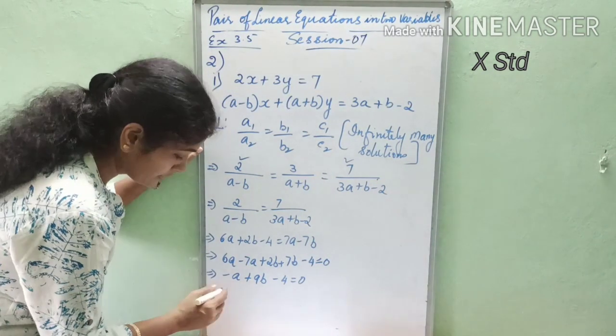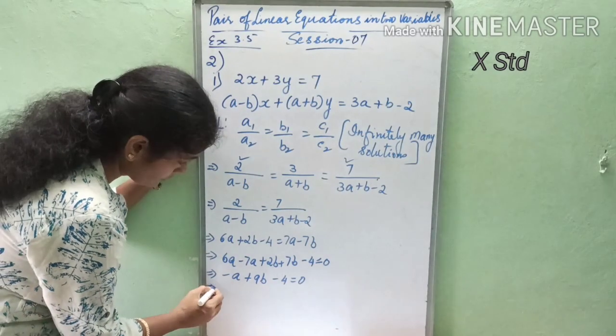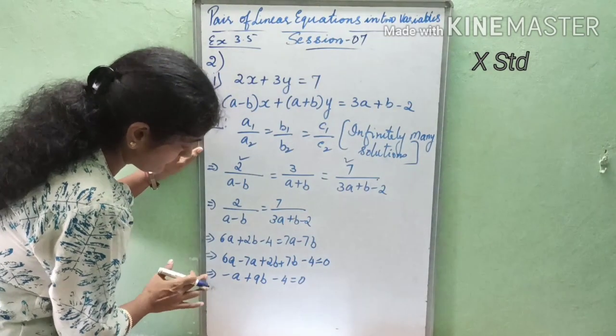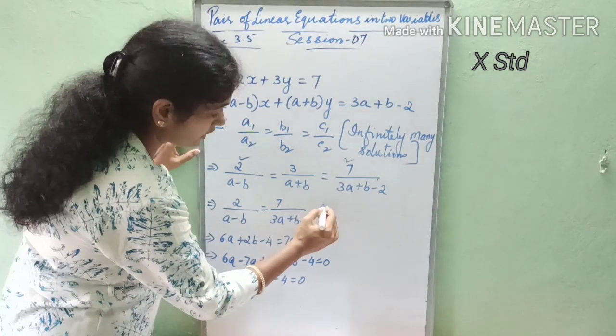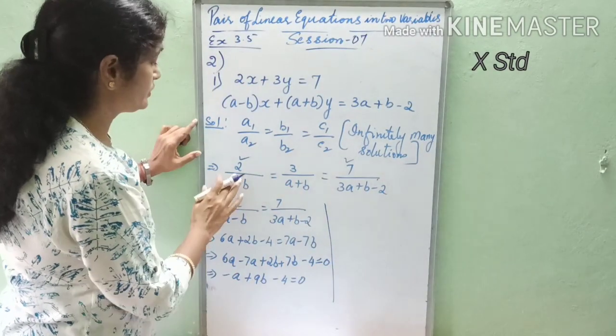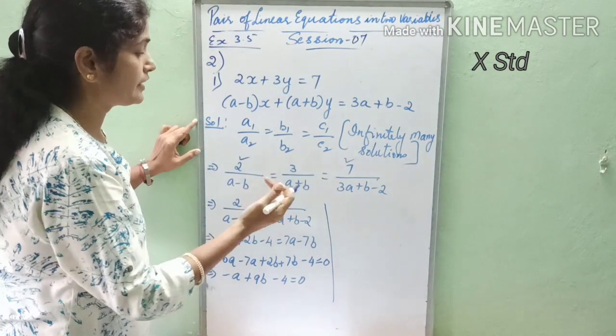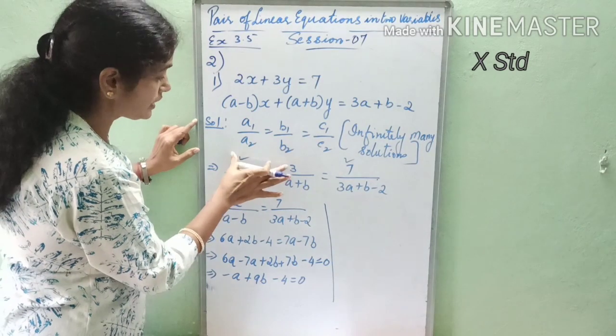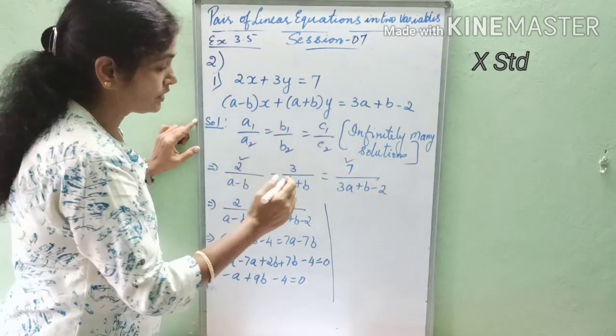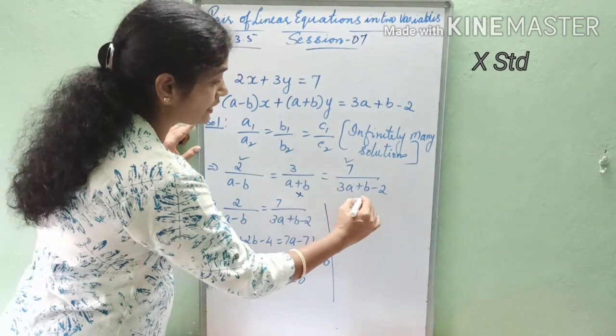Fine. Then, okay, this is the one equation we have got. Now, let's take the other two. The first one and the last we have taken. Anyway, even you can take these two and these two, any two. Now, I will take this one and this.